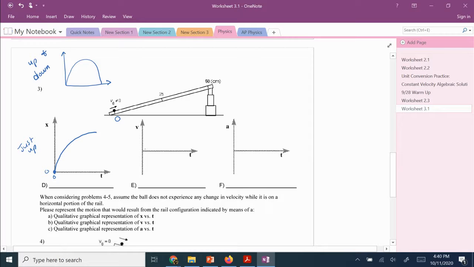Your velocity versus time graph starts with a positive velocity and ends with a zero velocity, assuming that it just goes up. If you assume it goes up and down, it would look like that. And then lastly, your acceleration, your ramp is sloped to the left towards the negative sign. So either way, your acceleration graph is going to look like that. It doesn't really matter.